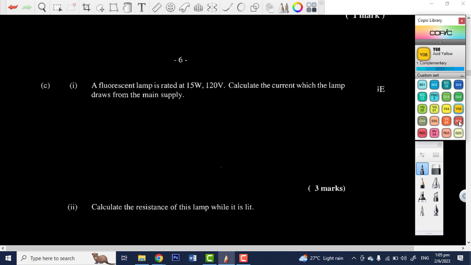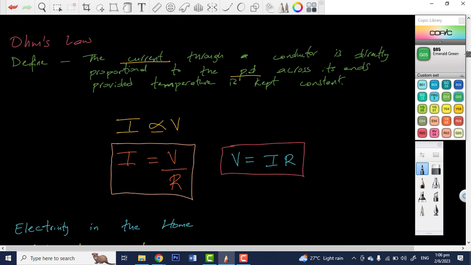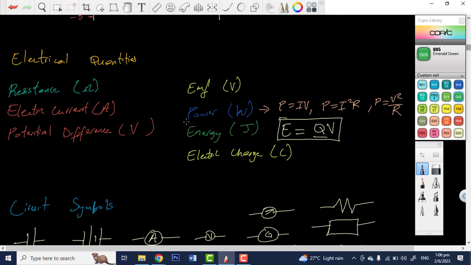So let's see now the follow-up to those questions. All right, so next it says that a fluorescent lamp is rated at 15 watts and runs on 120 volts. So what they're telling us right here is the power rating of the lamp. This is the power rating, and this right here is the potential difference, or the voltage. You know, we can get away with talking about them loosely.